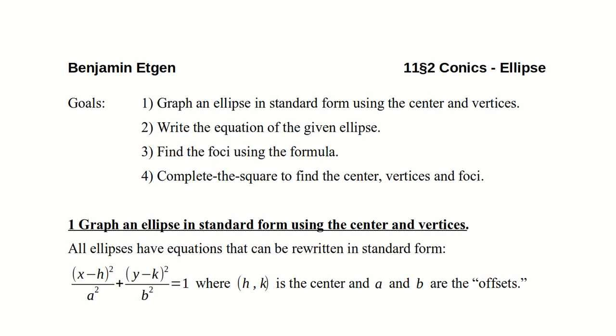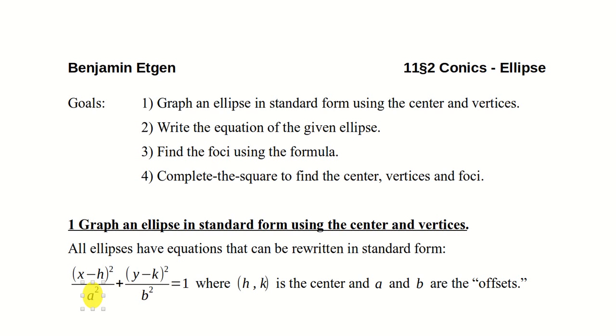So our first goal is to graph an ellipse in standard form using the center and the vertices. All ellipses have equations that can be rewritten in the standard form. Now notice that what's changed here from the circle is it looks like we divided through by r squared, and that gives us a 1 over there. And then we did something interesting.